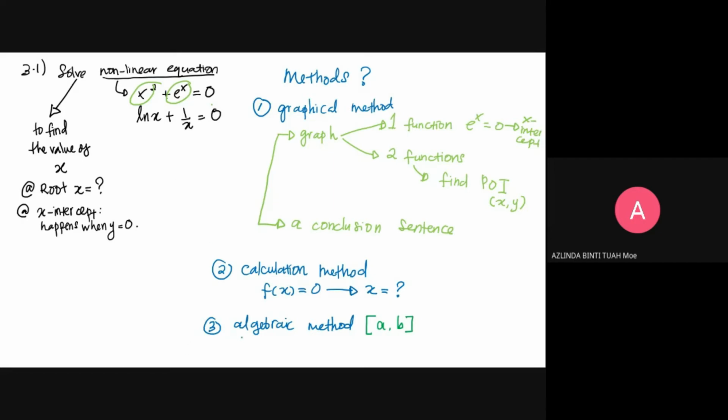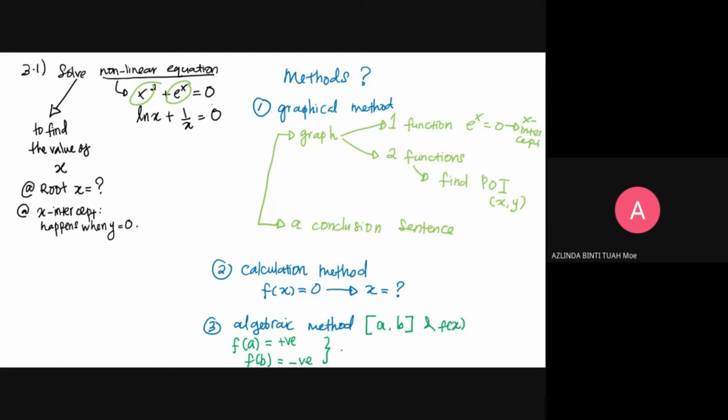So what you have to do is you have to substitute both values one by one into the f(x). Soalan akan bagi f(x) and interval. The question will give you f(x) and also the interval. So what you have to do is substitute both values one by one. Substitute A first, f(a), followed by f(b). If there is an opposite sign, let's say f(a) you got positive value, f(b) you got negative value.